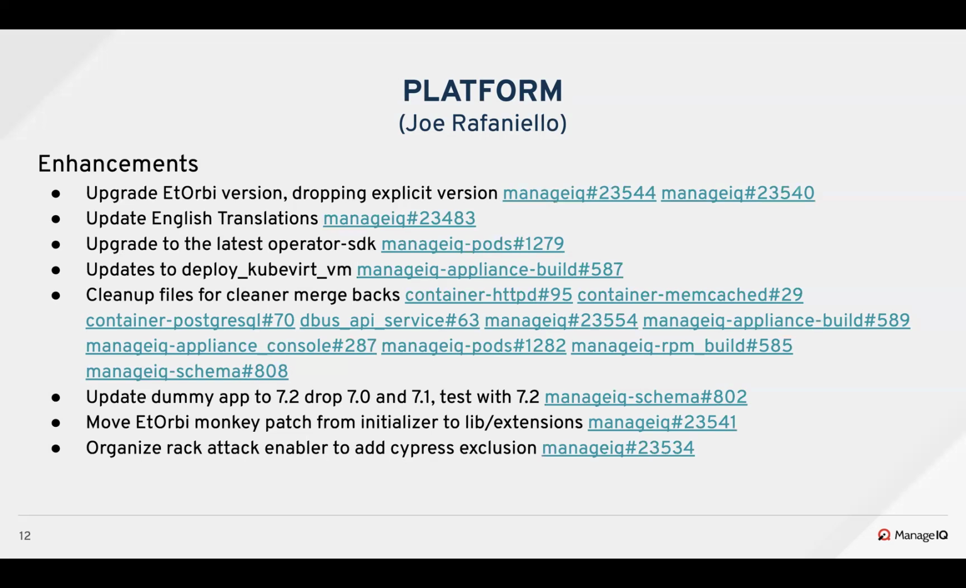I updated the schema dummy repos application to Rails 7.2, removing support for 7.0 and 7.1. Jason moved the at Orbi monkey patch initializer to the appropriate lib extensions directory. And I reorganized the rack attack configuration to centralize the conditional logic, which allowed us to disable rack attack in Cypress test. Next slide.